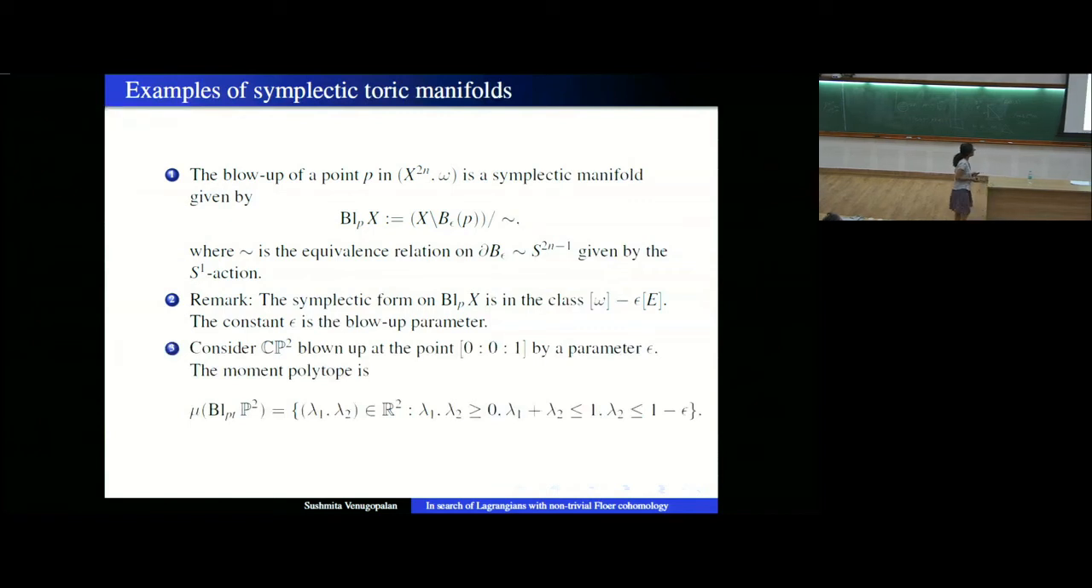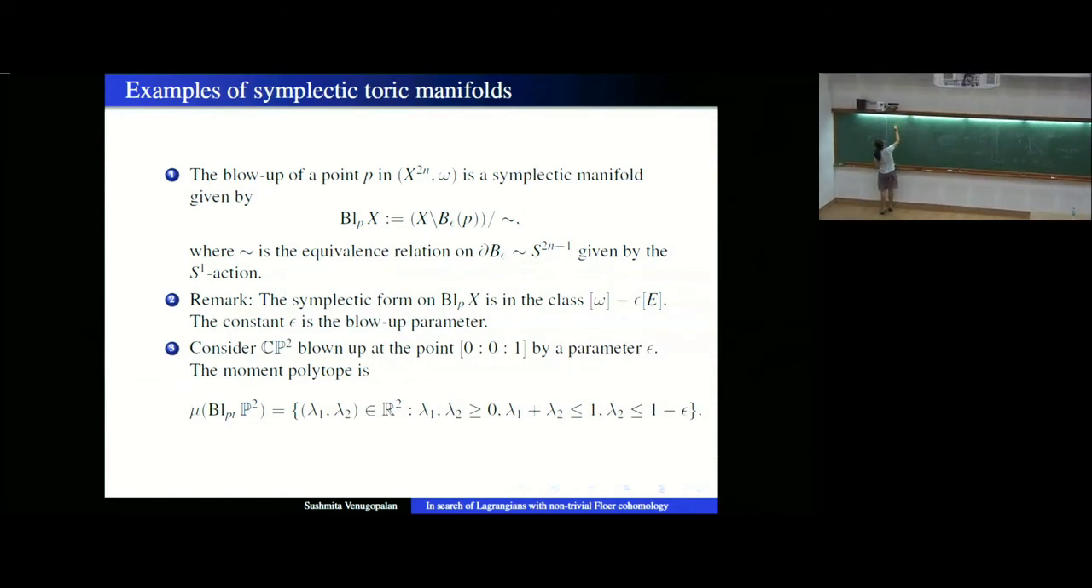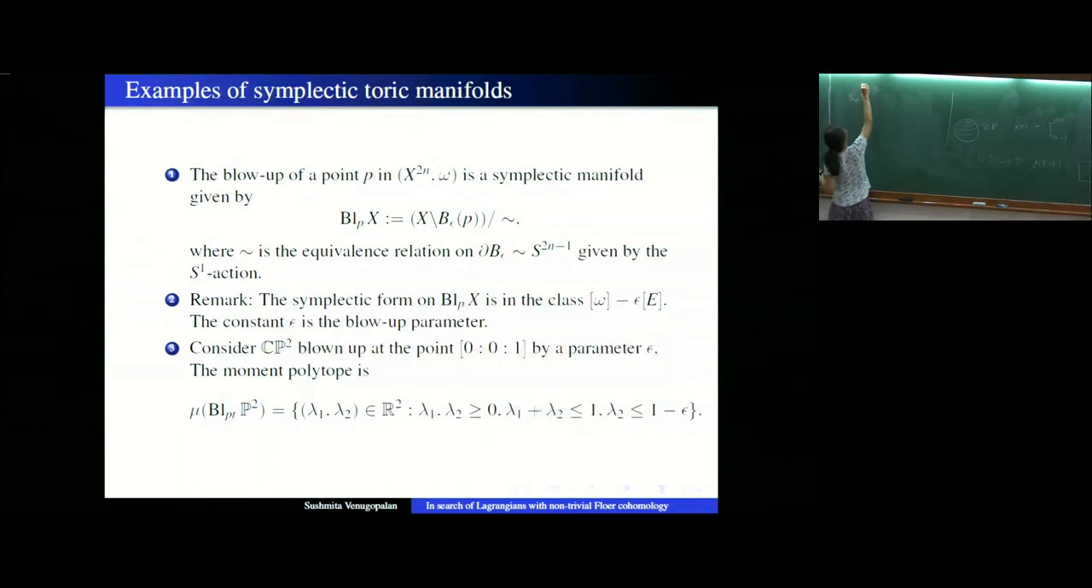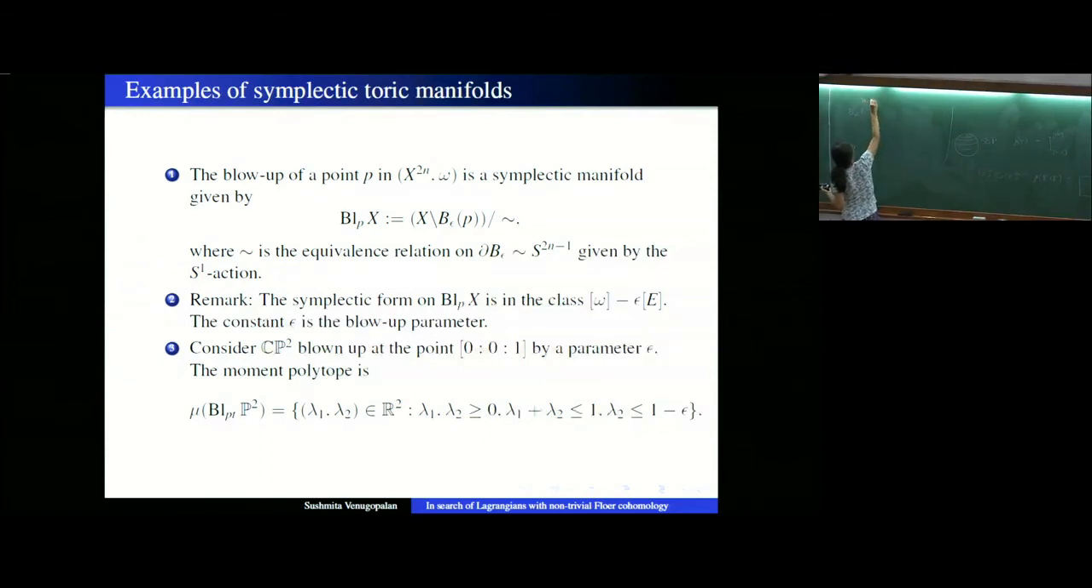Okay, so in case of CP2, if you do a toric blow up in general, what happens is that deleting this ball corresponds to chopping off a tiny piece of the moment polytope. So if you do an epsilon blow up of a point in P2, and in particular, let me take my point to be 0, 0, 1. I have to take this to be a toric fixed point. Otherwise, it's not a toric blow up.